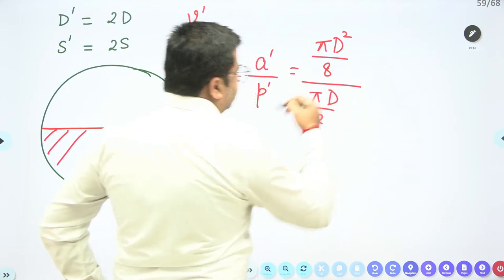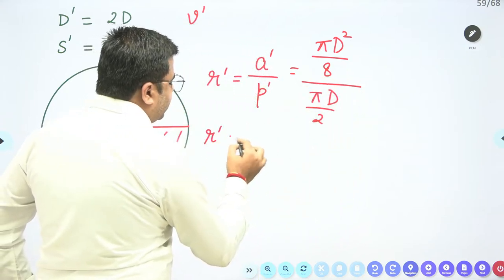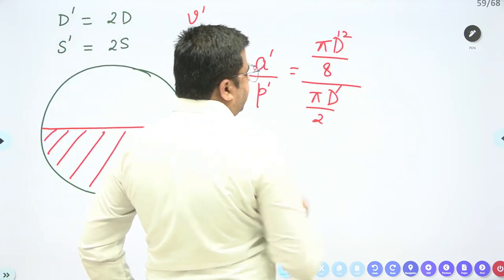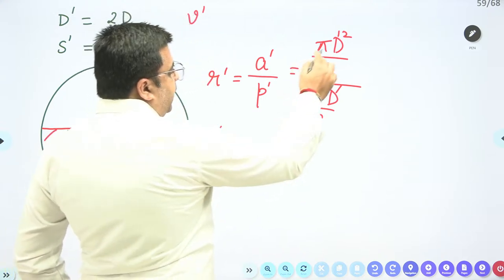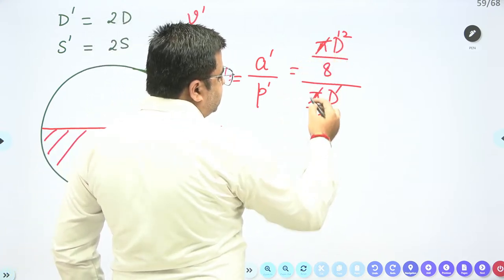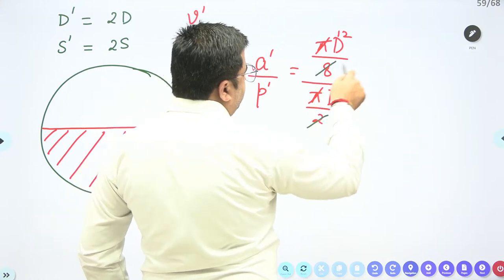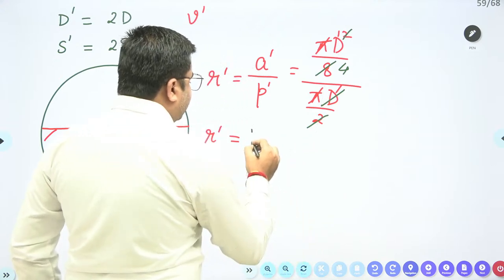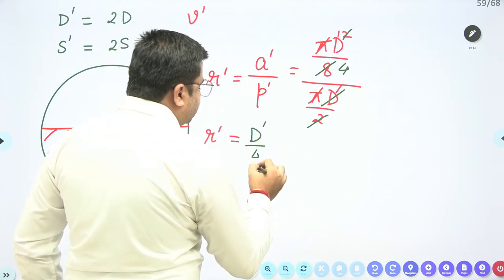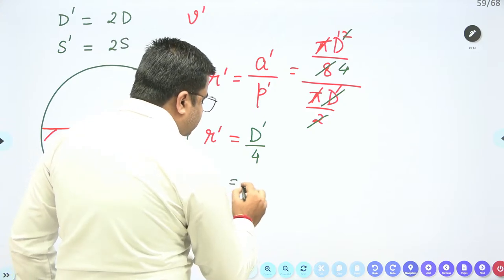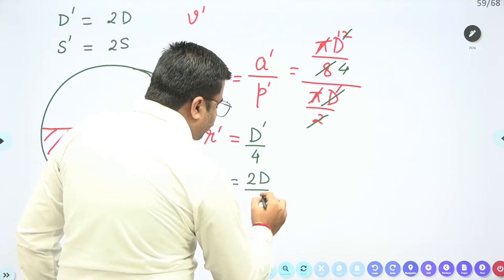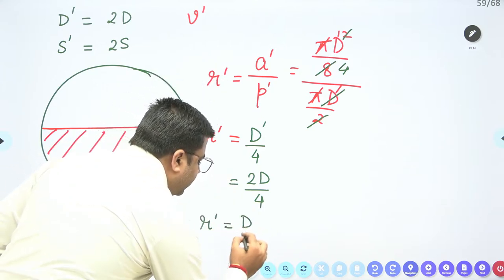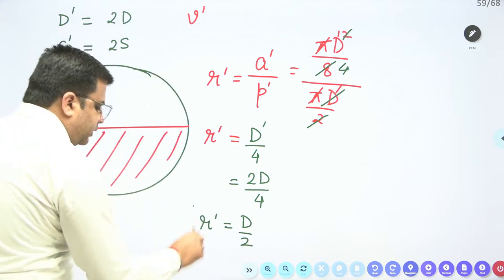Okay. Get me the expression for R dash. Sorry, this is d dash square and pi d dash. This pi and pi cancel out, the 2 makes it 4, and d dash cancels out, right? So you have d dash by 4. Now this d dash is twice of d. So from here, I can calculate R dash as d by 2. This R dash is d by 2.